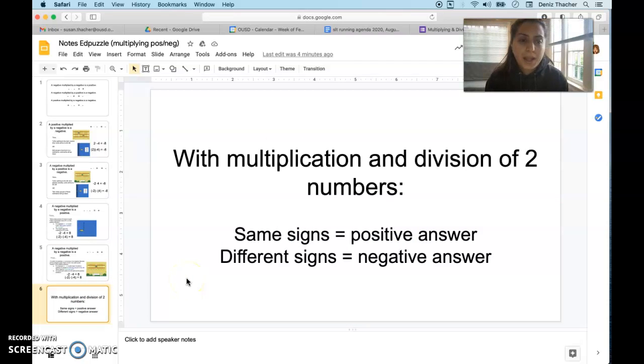The rules for multiplying and dividing two numbers are the same. So when your signs are the same, your answer will be positive. If your signs are different, then your answer will be negative. So multiplying and dividing have the same exact rules.